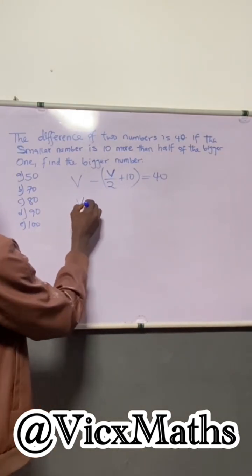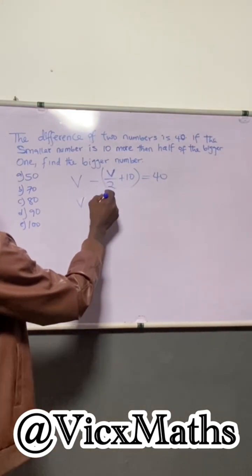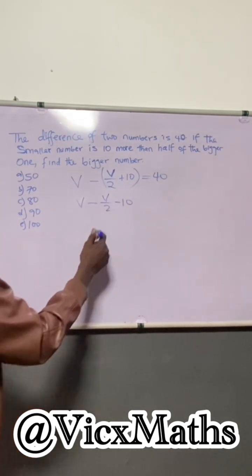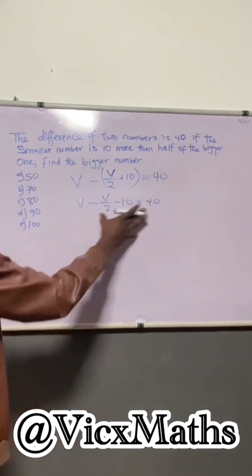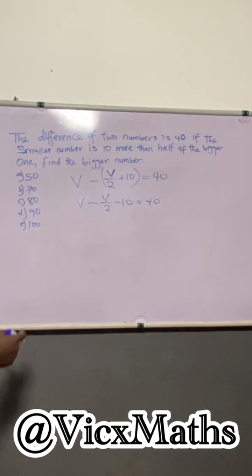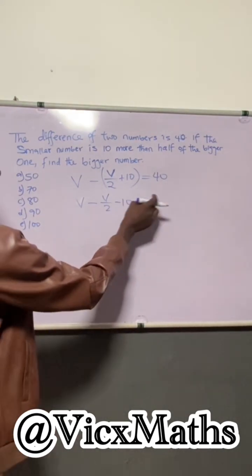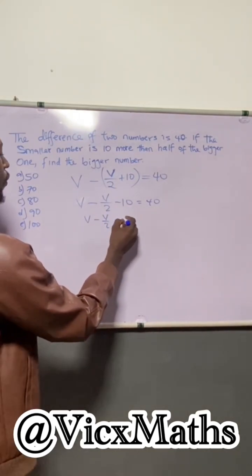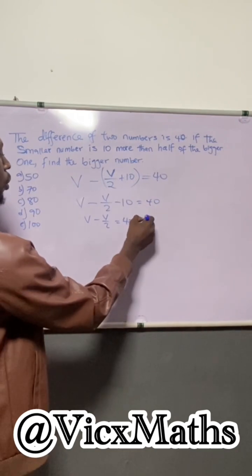So we'll be having V equals minus times this will give us V all over 2, minus times this plus will give us minus 10, equals what? 40. This is a good way to start. So at this point, what do you do? You collect like terms. This crossing the equality sign will have V minus V all over 2 equals 40 plus, because it will become plus 10.